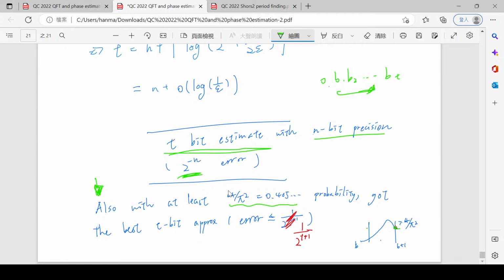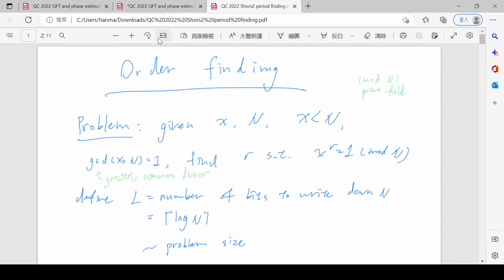Anyway, this requires, obviously, other calculation, which we will not cover here. Just to let you know that this kind of result is also true. Okay, so if we don't have more questions on phase estimation, let's actually go to Shor's algorithm.